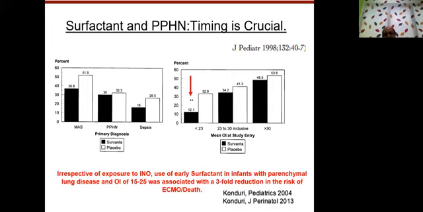When they looked at the same data, when the surfactant was used earlier, if the oxygenation index is between 15 to 25, they saw a significant drop in the incidence of pulmonary hypertension, quite significantly earlier compared to when you use surfactant with a higher oxygenation index. So what basically it means is, if you're using surfactant, use it very early, not after 48, 72 hours. What they found was a threefold reduction in the risk of ECMO and death.